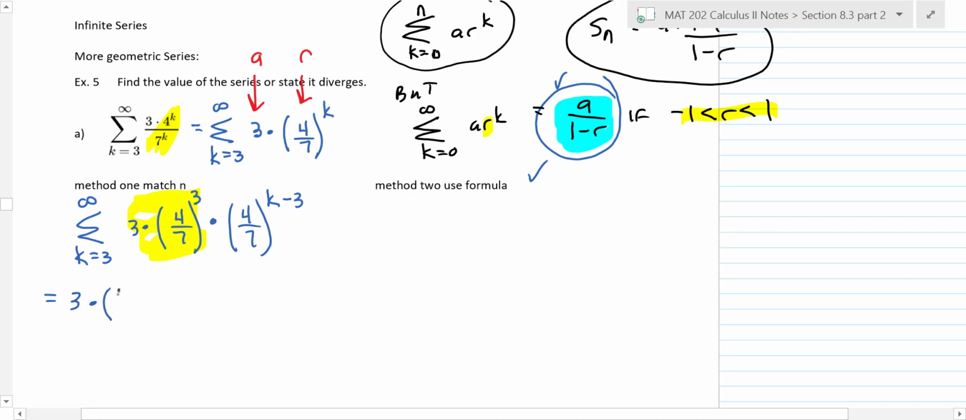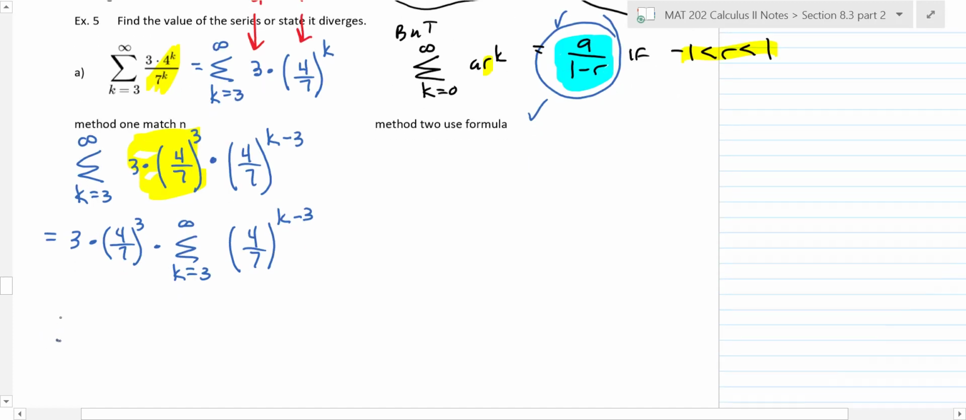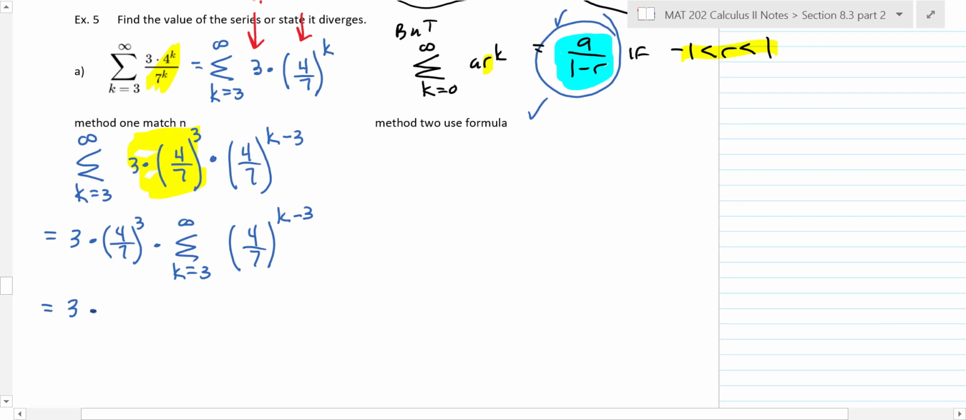So we'll have 3 times (4/7)^3 multiplied by the series from k = 3 to infinity of (4/7)^(k-3), like that. Okay, so then that's what we'll have. And then what we can go ahead and do, if you worked all this out on a calculator, that would be 3 times, let's see, 4 to the third I think is 64. 7 to the third is 343. So you could do that, okay?